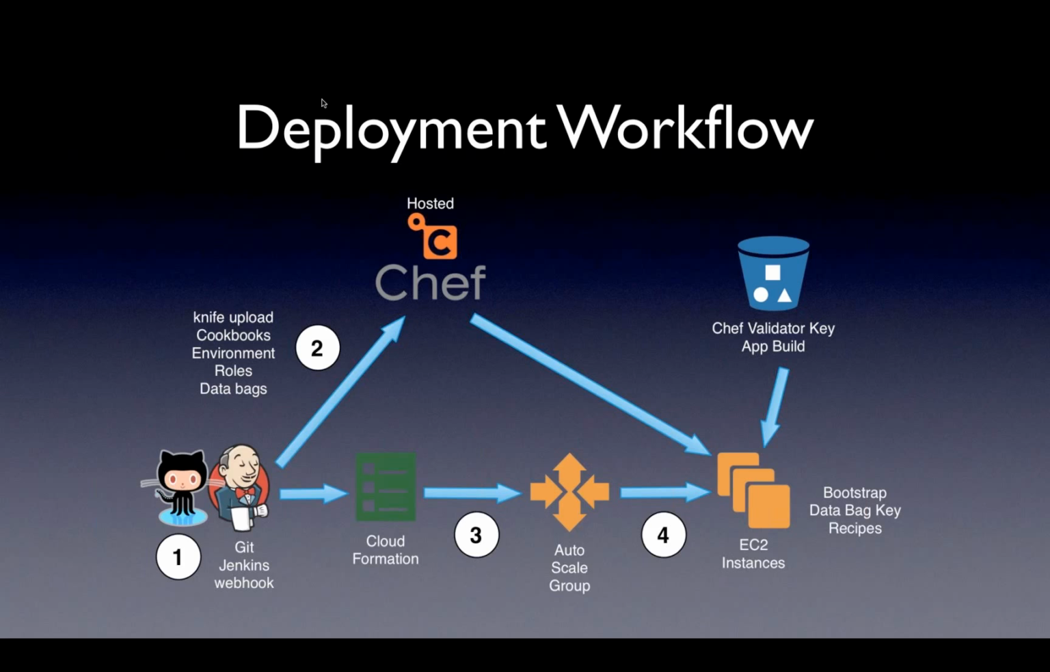In the past, we've done things like our AWS API key and secret and things like that. So we use data bags heavily in those cases. The other thing that Jenkins will do is it will take that templated template, if you will, for CloudFormation, modify it for that particular build, and basically start an application stack in CloudFormation. And as part of the CloudFormation stack, we will build an autoscale group. And that autoscaling group will in turn launch all of our EC2 instances.